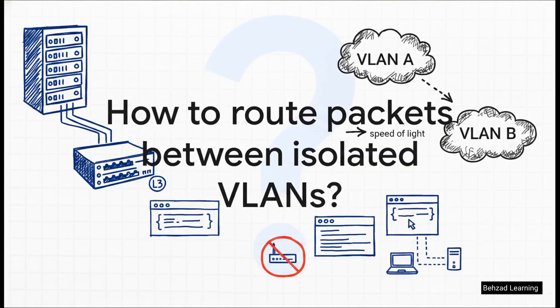Now here is the ultimate riddle. It's the exact question every network engineer gets grilled on in interviews. How do we get totally isolated VLANs talking to each other at lightning speed? And more importantly, what are the exact CLI commands that make that magic happen?